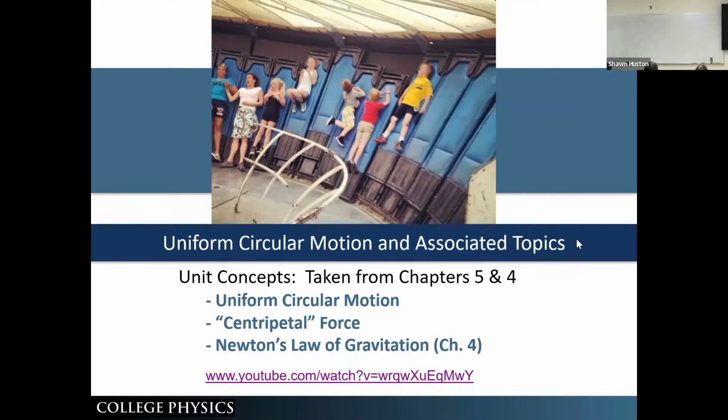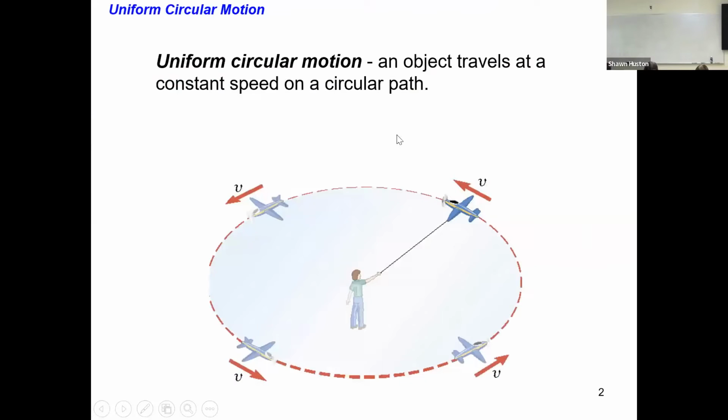But before we do anything in terms of analyzing those, that's great. Can we get rid of this? There we go. Okay. We need to define our terms and talk about some basics in this type of motion. Uniform circular motion, as we said, means that we've got an object moving around at constant speed in a circular path.